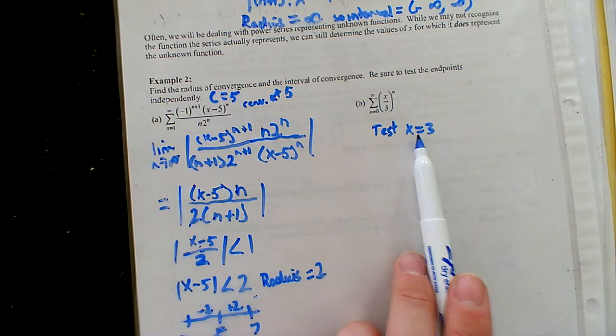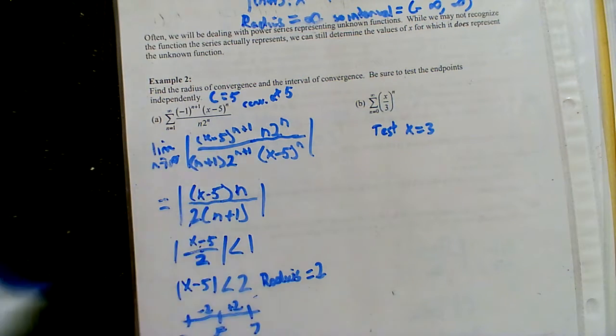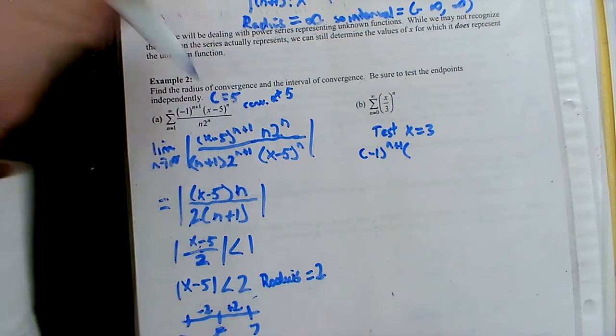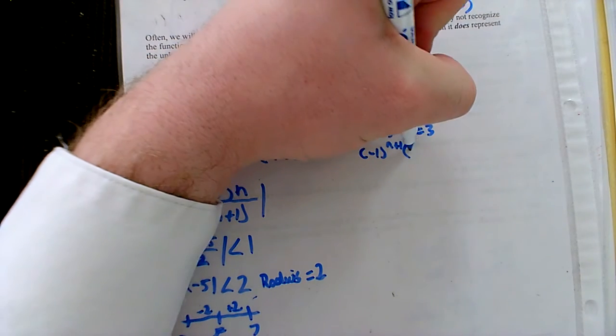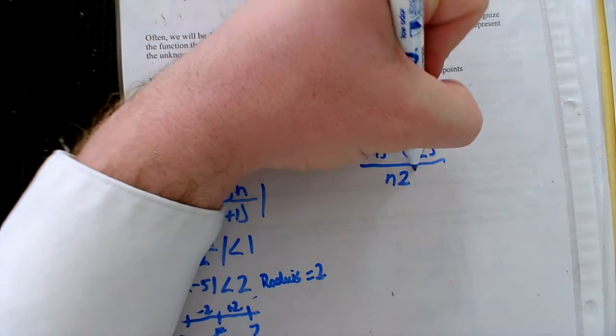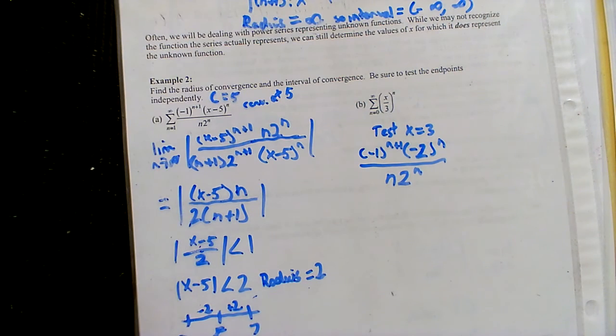What we're going to do is test 3 for x, but we're testing that in the original. So we have -1 to the n plus 1, times, well, if we plug in 3, 3 minus 5 is -2, so -2 to the n, over n times 2 to the n. Okay, so this is the original testing the endpoint of 3 for x. Now we need to decide whether it diverges or converges. That will tell us whether it's a parenthesis or bracket. So we need to start reducing and see what kind of test we might be able to use on this.